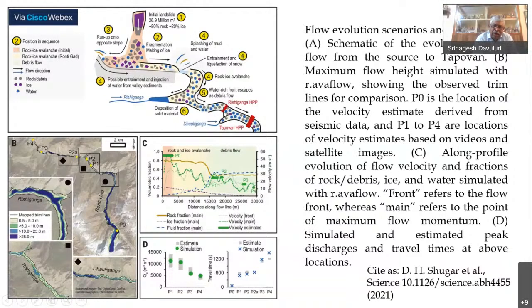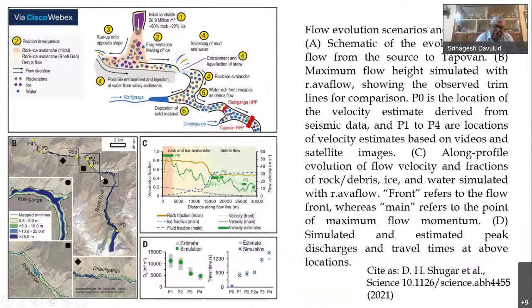And then what happens? It first hit the Rishiganga hydropower project and then the Tapovan hydropower project. So this is the flow direction. The gray ones are the rock debris, the violet filled-in dots are the ice, and the blue filled-in dots are water. So now you can imagine, it is an agglomeration of rock debris, ice and water all flowing at jet speeds.